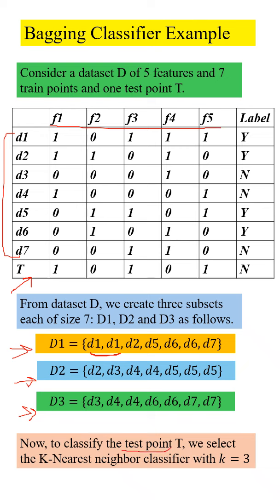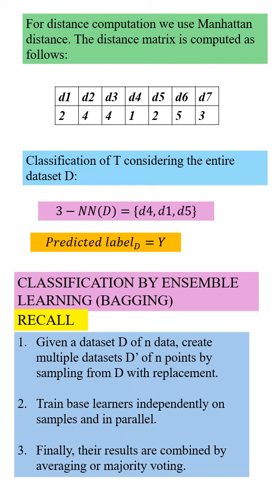Now to classify this test point T, we are taking the k nearest neighbor classifier with k equal to 3. For distance computation, we use Manhattan distance. This keeps it simple. So the distance matrix of T with respect to all these 7 data points is written here. It's a very easy computation. You can do it on your own.